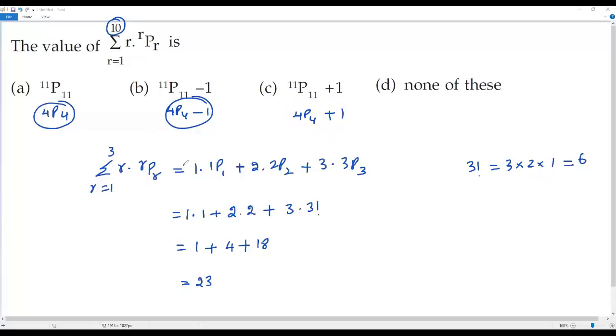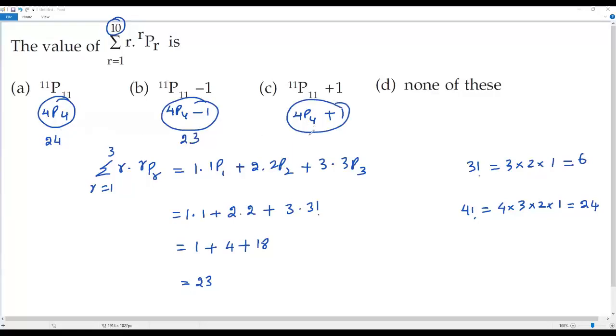In which of these 3 options do I get 23? I have to check it. Here 4P4 means 4 factorial. What is the value of 4 factorial? 4 times 3 times 2 times 1. We already know that 3 factorial is 6, and 6 times 4 is 24. The value of 4 factorial is 24. So for this option we get 24, for this option 24 minus 1, which is 23, and for this option 24 plus 1, which is 25.